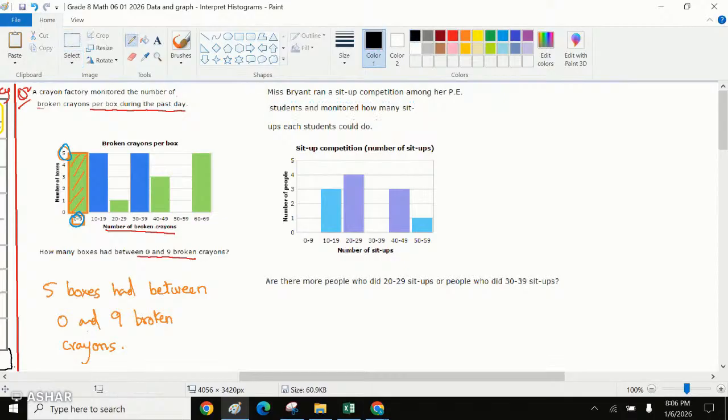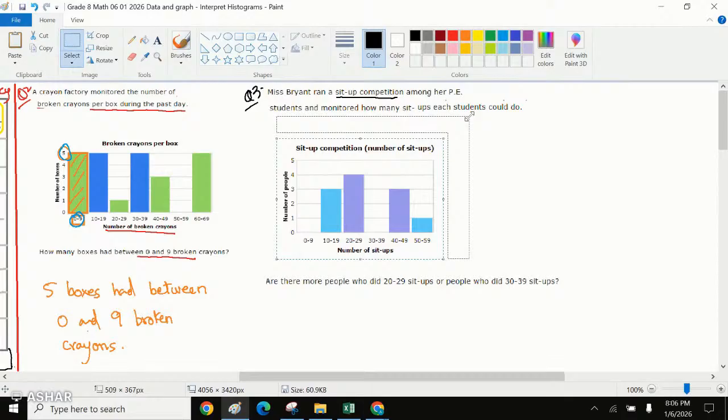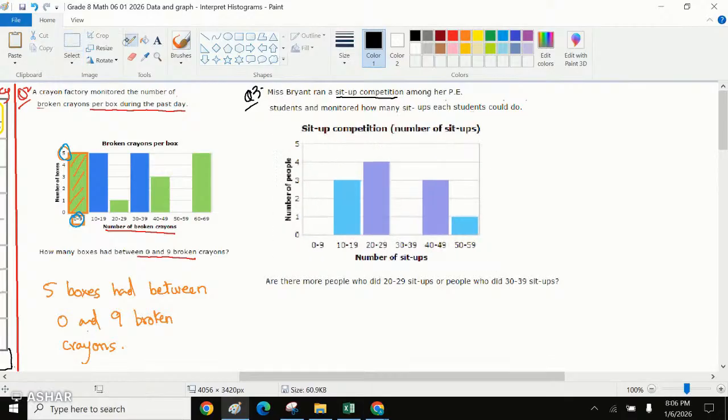Okay. So question number 3 says, Miss Bryant ran a sit-up competition among her PE students, monitored how many sit-ups each student could do. So she is looking at how many sit-ups each student would be able to perform, right? Let's look at the grid and see what the labelings on the x-axis and the y-axis are. The labelings are very important. On the x-axis, it says number of sit-ups, and this is number of students, the pupils in the class. Agreed?